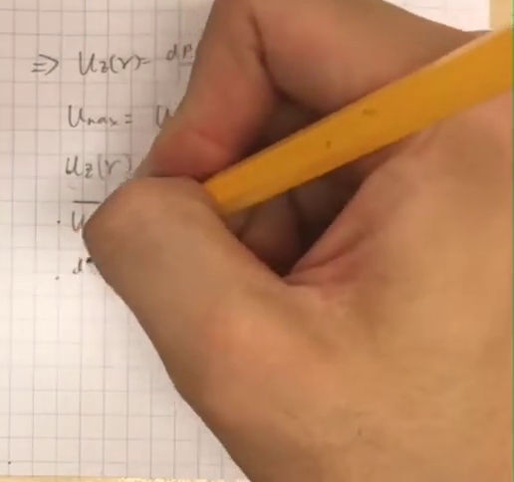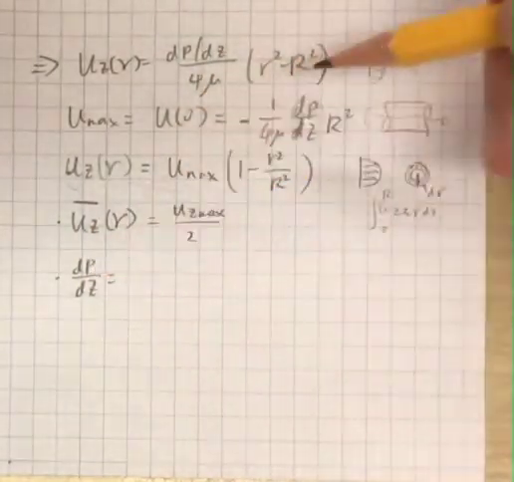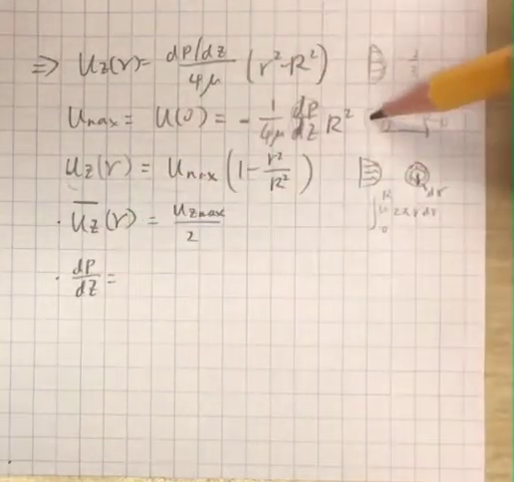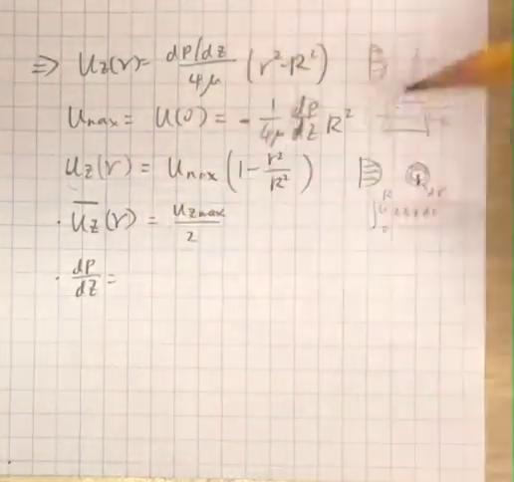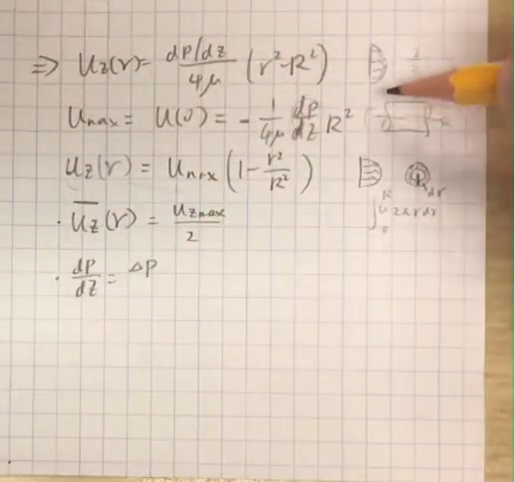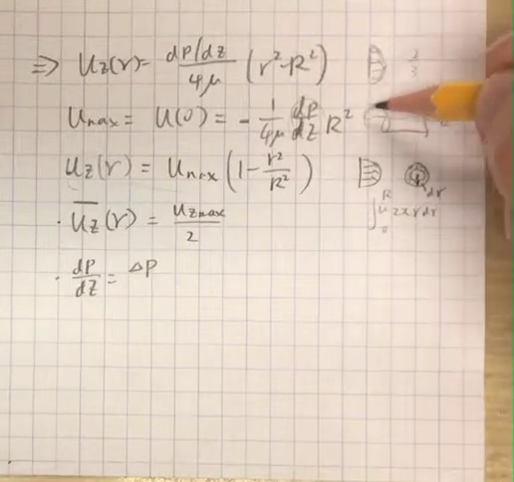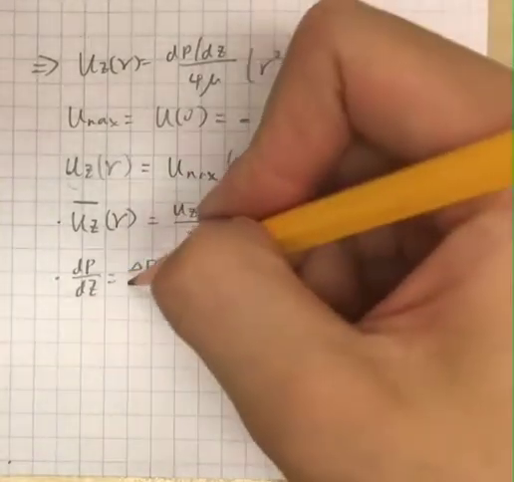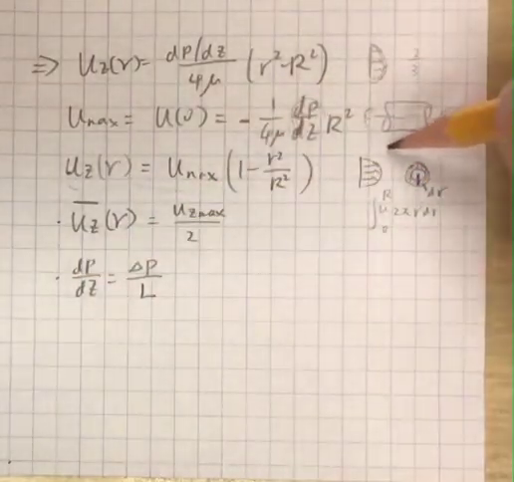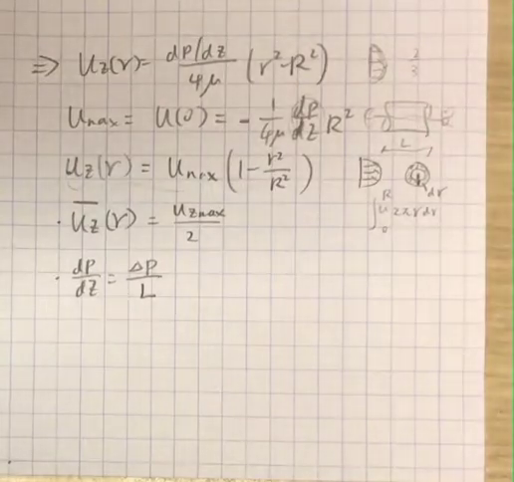So another thing, dP/dz. If the pressure changes linearly in the z direction, we can just take out the pressure difference, right? Let's say the pressure here is bigger than the pressure here by an amount of delta P. Then delta P over L is just dP/dz. Let's suppose the length of the pipe is L.